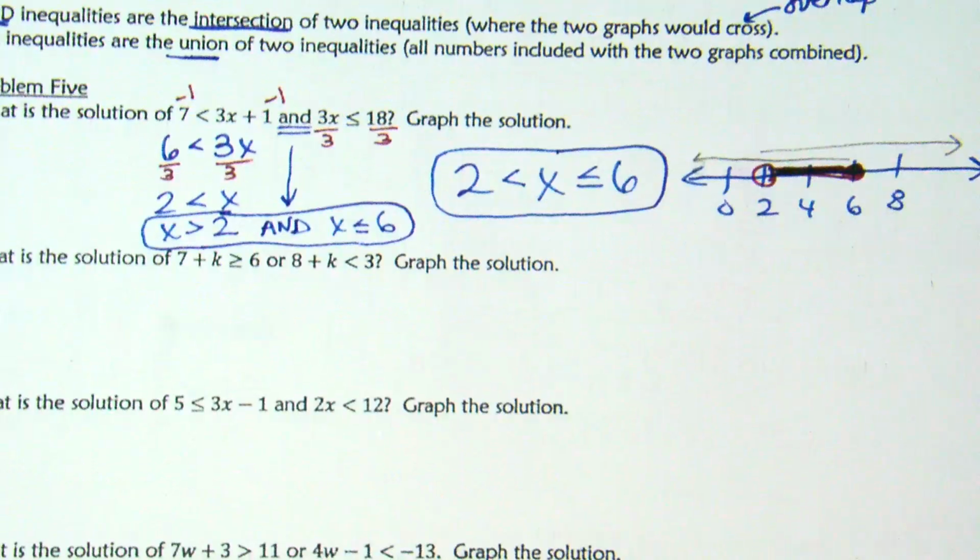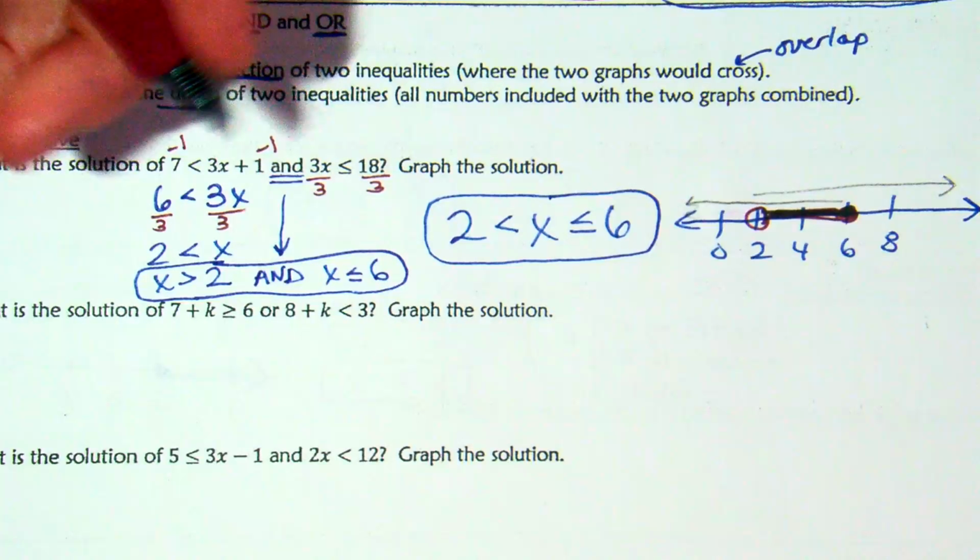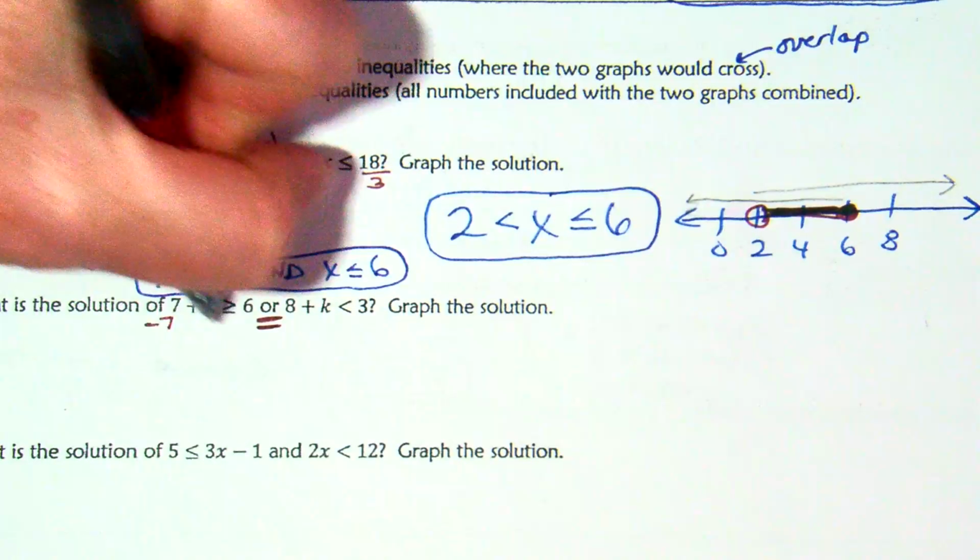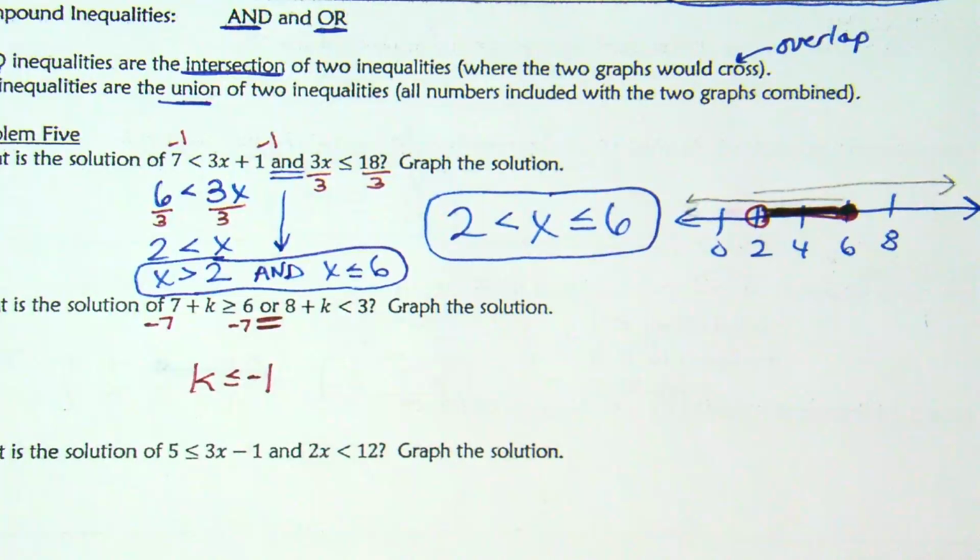Okay, let's try an or statement. What is the solution? And it says this or this. What's first? Yeah, we've got to solve and subtract 7. So if I subtract 7, 7 minus 7 cancels. I have K less than or equal to 6 minus 7 is negative 1. What's the word I have to write in the middle? Or. Don't forget to carry the word or down.